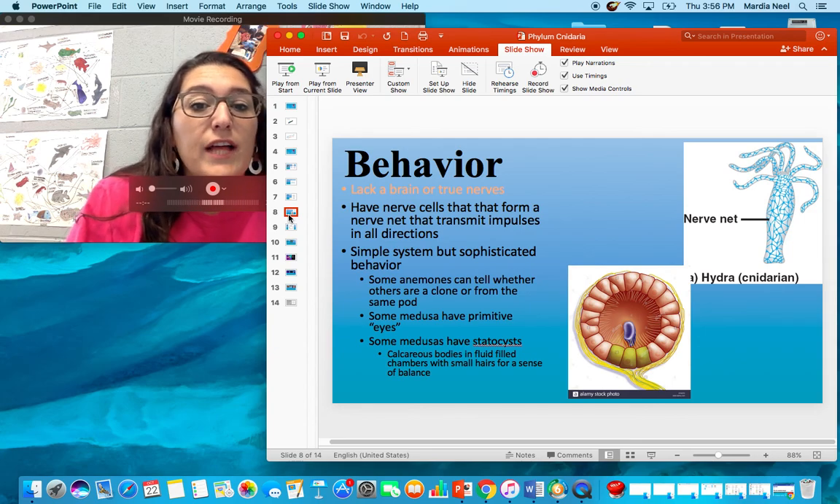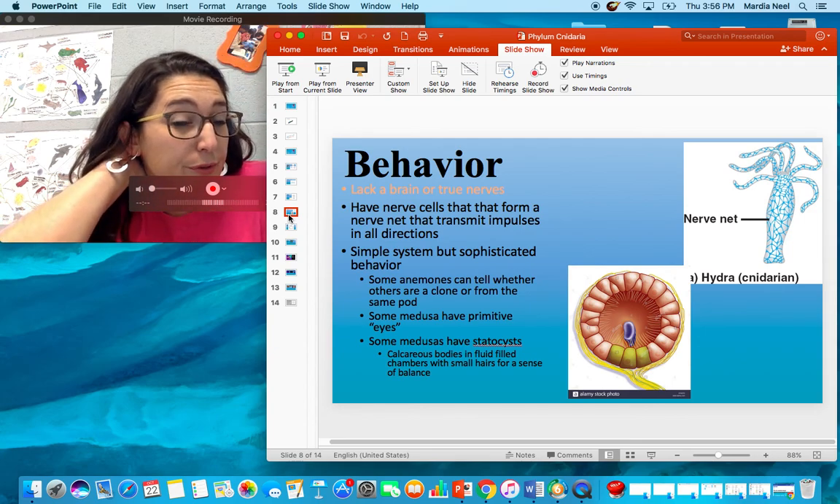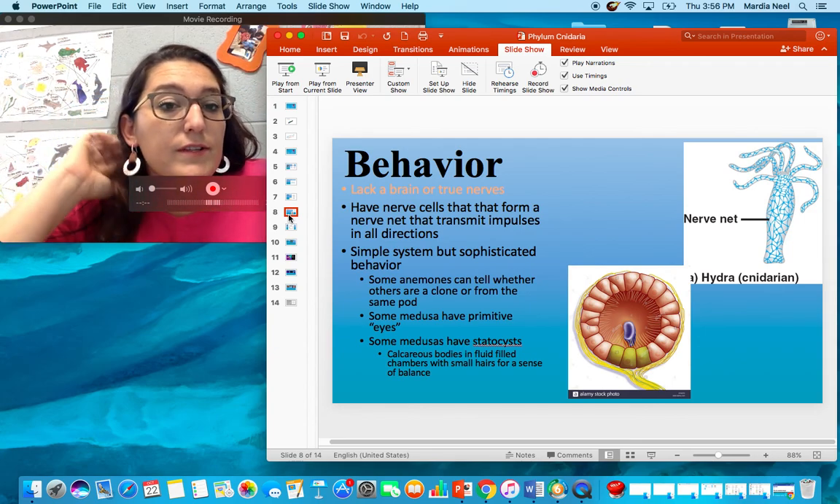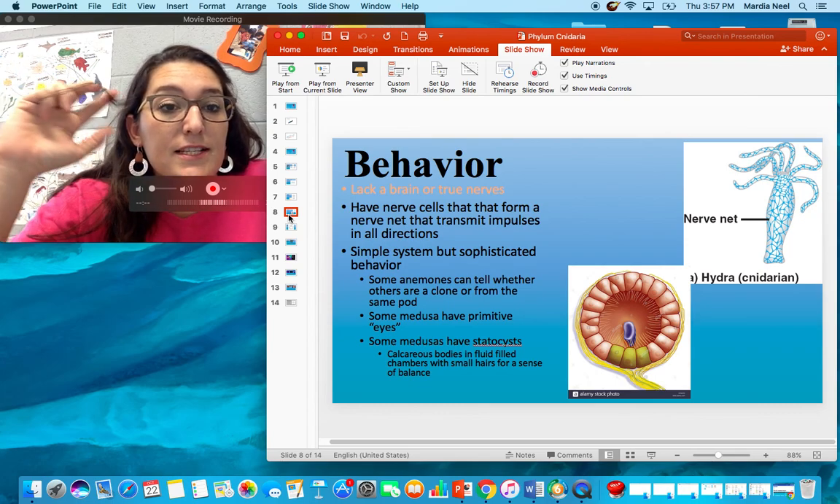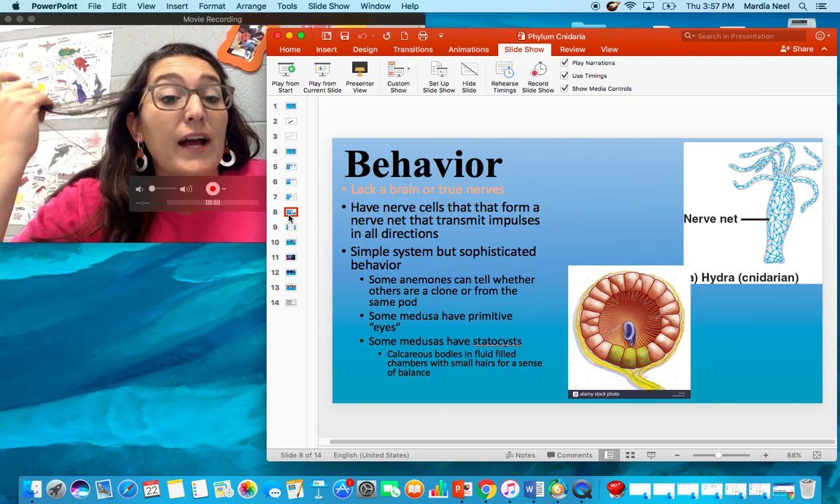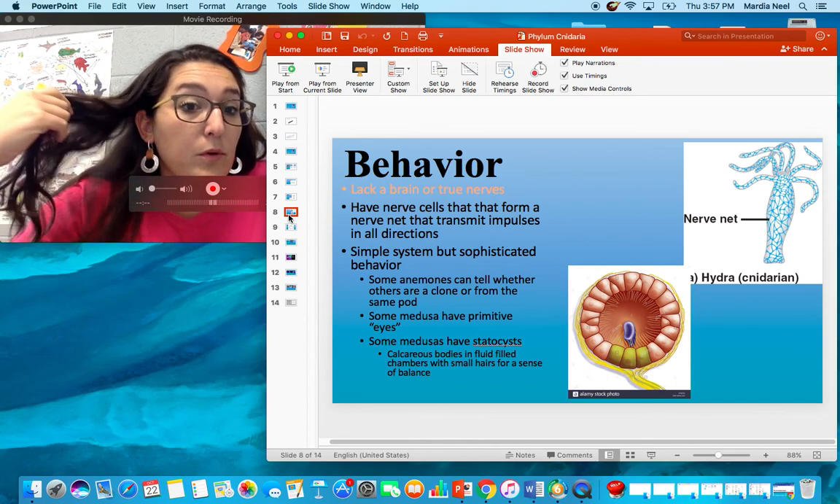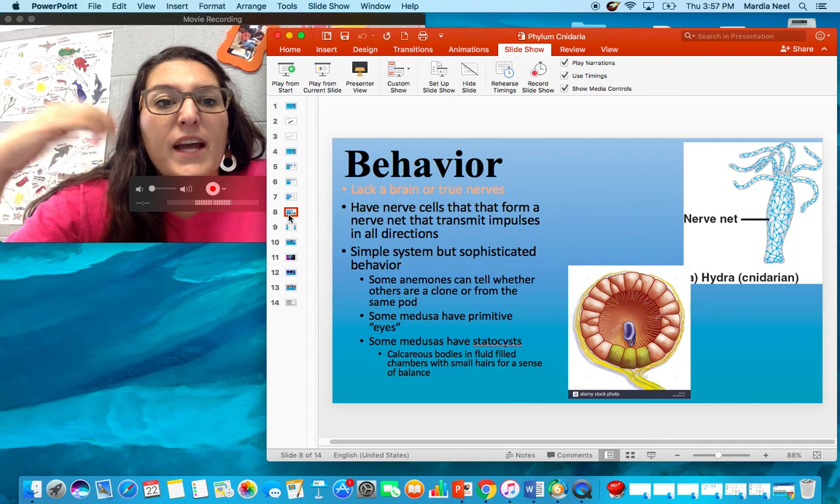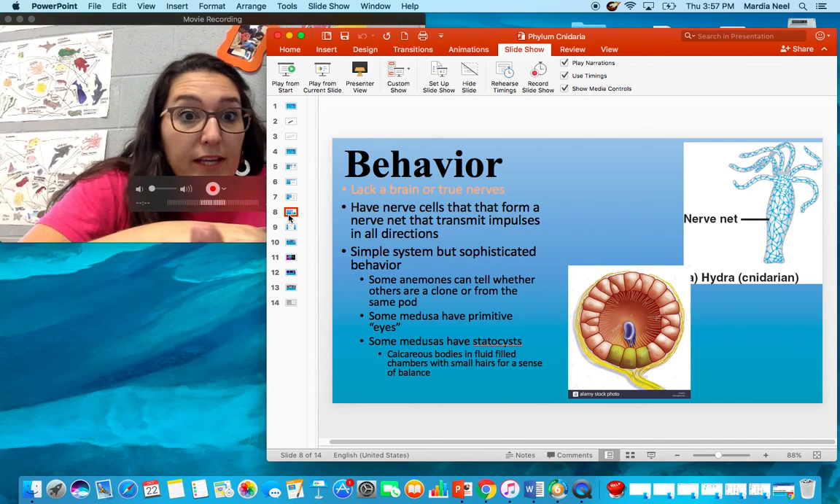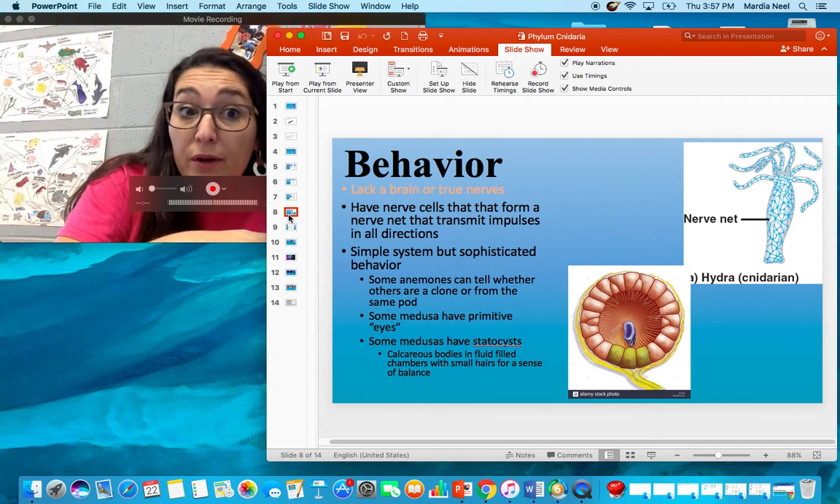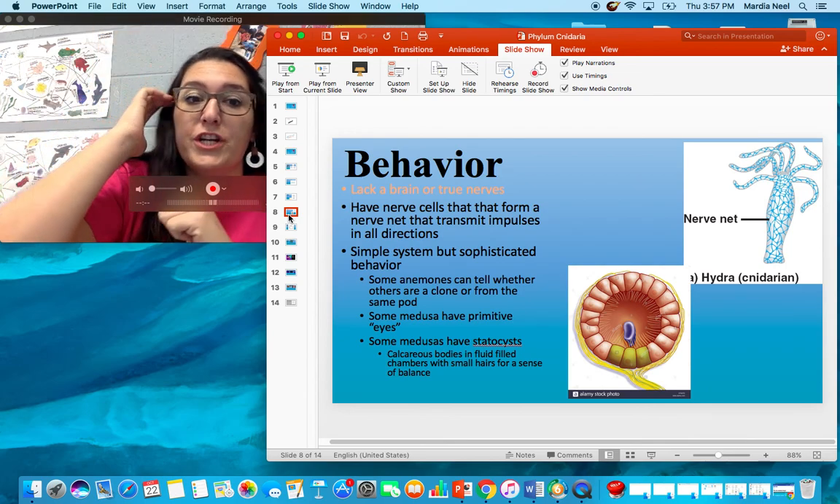So jellyfish lack a true brain or true nerves. They don't have a central nervous system. Like I said, those nematocysts or stinging cells are typically fired by a pressure change, so by something touching them or not touching them. Kind of like a landmine. If you think about somebody stepping on a landmine, that landmine isn't going to explode until they take their foot off of it and the pressure changes.